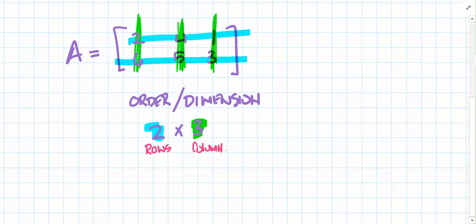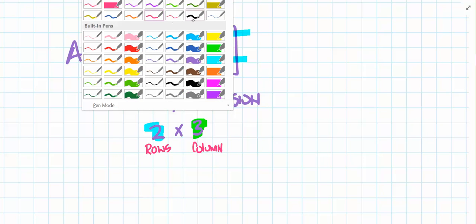Think of rows like a dresser drawer at your home, usually top drawer, middle drawer, bottom drawer. Those are your rows. Columns, I always think of the Roman Colosseum. They're up and down. That always helped me. I made that up myself. So a 2 by 3 matrix is referring to the order of the matrix, also known as the dimension of the matrix.